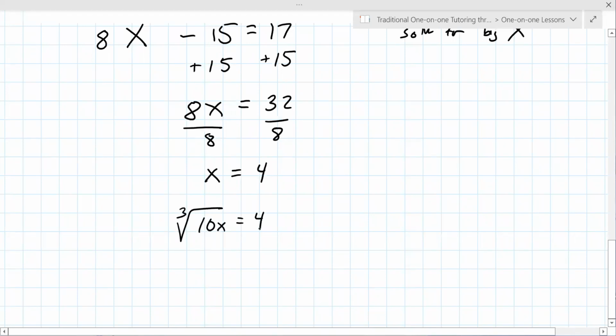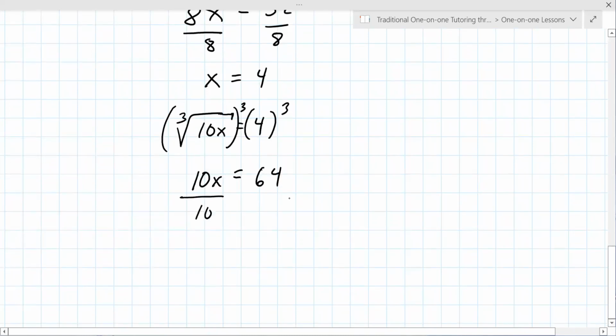So how do you undo a cube root? Cube it. So you cube both sides. Now, very importantly, it only undoes the root. So whatever's inside the root, that's what's left over. Doesn't matter what it is, it could be anything weird. And then 4 times 4 times 4 is 64. And then you divide both sides by 10. So x equals 6.4.